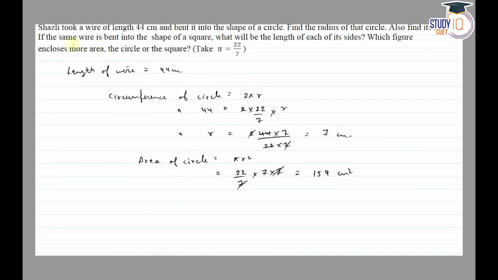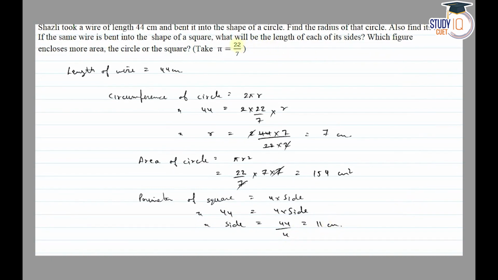Then if the same wire is bent into the shape of a square, what will be the length of each of its side? So length of wire इसकी complete perimeter हो जाएगी. So perimeter of square is equal to 4 into side and perimeter हो जाएगी complete length of wire, हमें given है 44. So 44 is equal to 4 into side. So by cross multiplication, side is equal to 44 by 4 is equal to 11 centimeter.